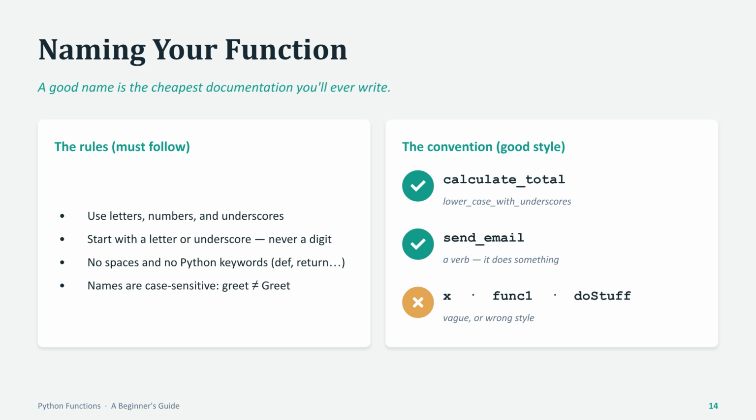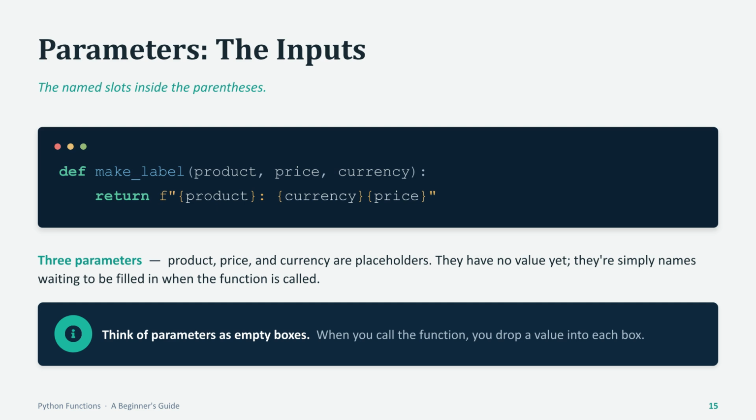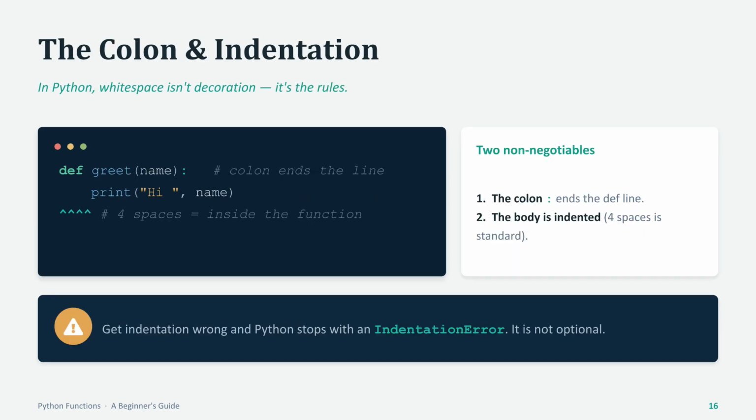When naming your functions, follow standard conventions. Use lowercase letters with underscores, keep names descriptive, and avoid using reserved Python keywords. Parameters are essentially empty boxes. When you define the function, you name these boxes, and when you call the function, you fill them with actual values. Next, let's cover colons and indentation.